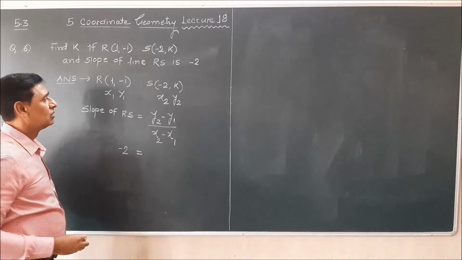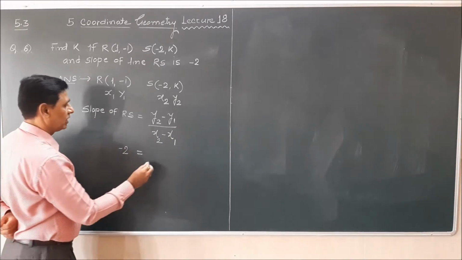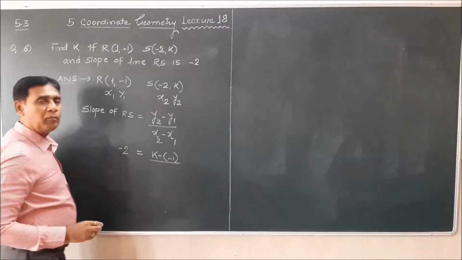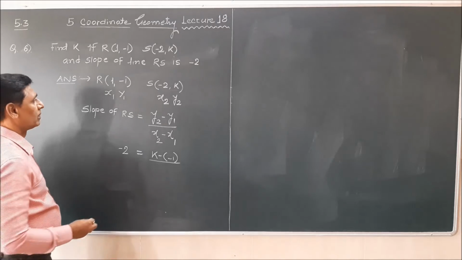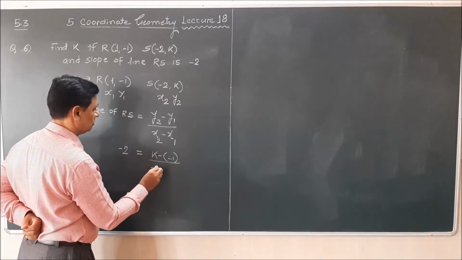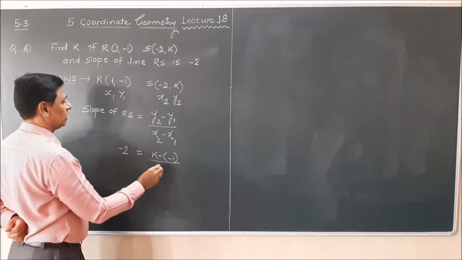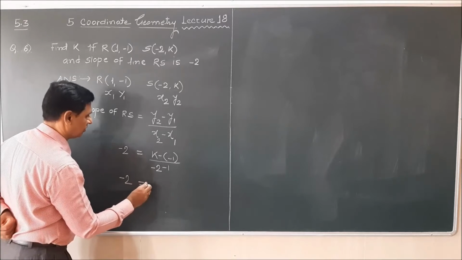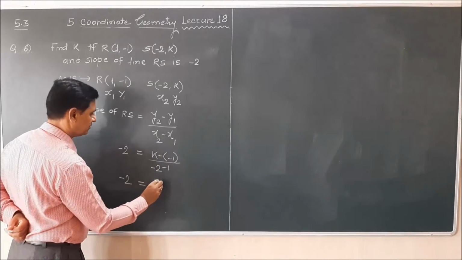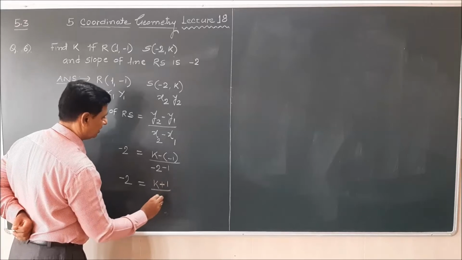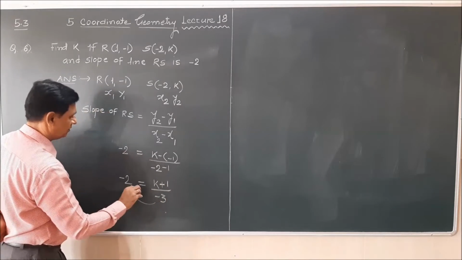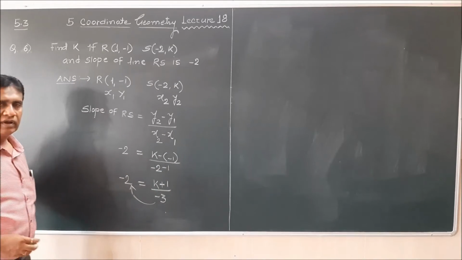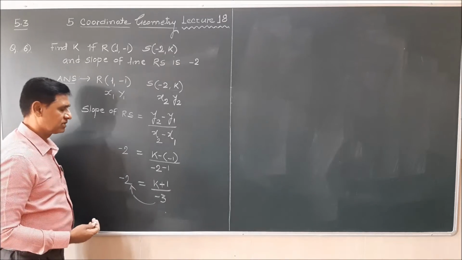That is equal to y2 minus y1. So K minus of minus 1 upon x2 minus x1. So value of x2 is minus 2, x1 is 1, so that is minus 3. So that will give us the next step as minus 2 is equal to, minus into minus is plus, K plus 1 upon minus 3. K plus 1, because of the effect of the minus sign, while opening the bracket we'll get plus 1.